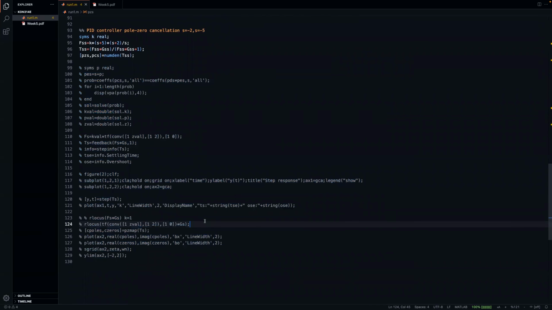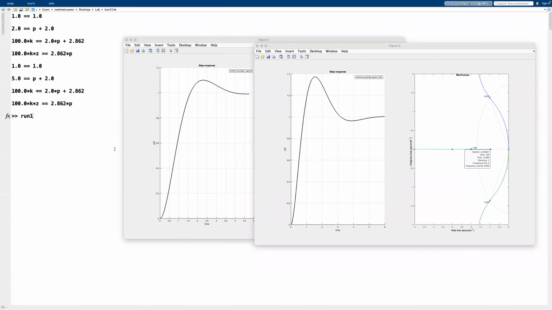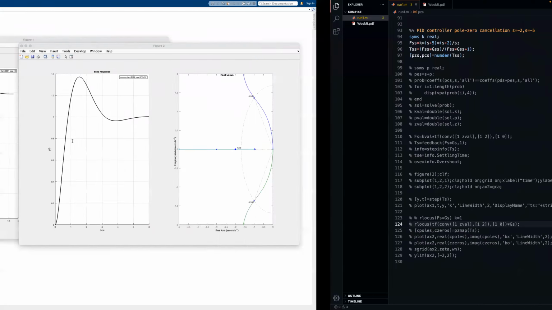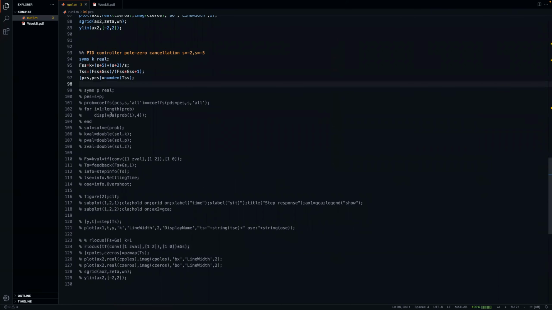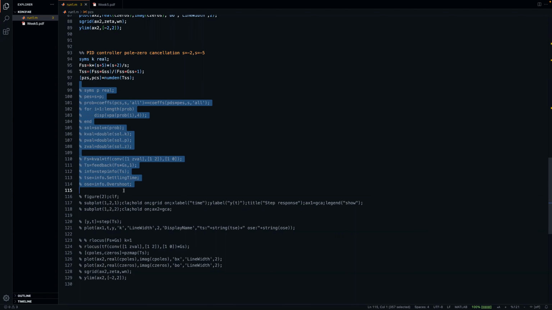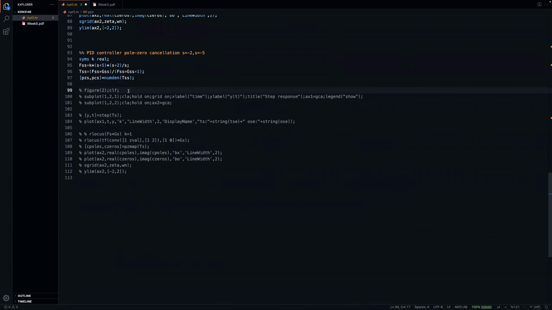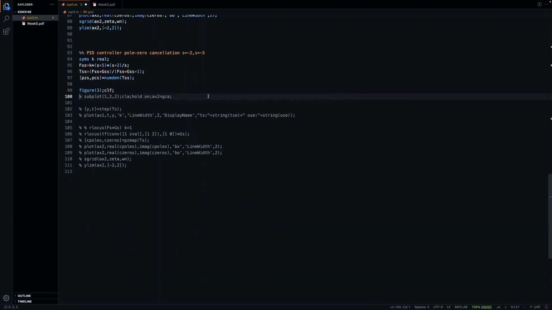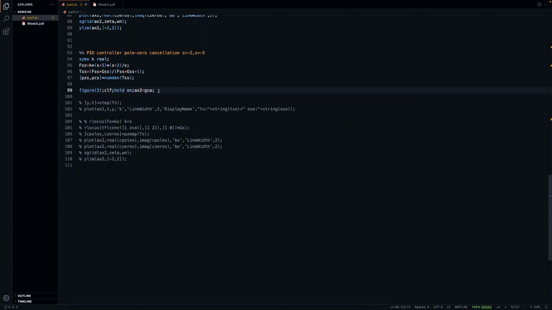So let me just get rid of this. Run it again. PCS. And you can see the characteristic polynomial is just this one here. Now, if I want to plot this using a root locus plot, which I can do, we don't need this part here. So let's just have a root locus plot on its own. Like this.